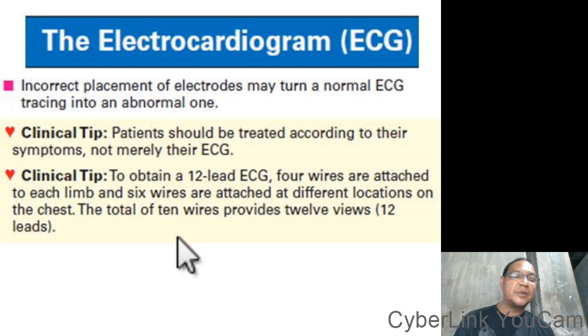Sometimes they ask you why it's called 12 leads. The answer is, sir, because we are monitoring 12 views of the electrical conduction of the heart. It's not because you have 10 wires. Later on, they will be counting the wires: we have only 10 wires, but why is it called 12 leads? So the answer is, we are determining the electrical conductivity of the heart in 12 views. That's why it's called 12 leads.